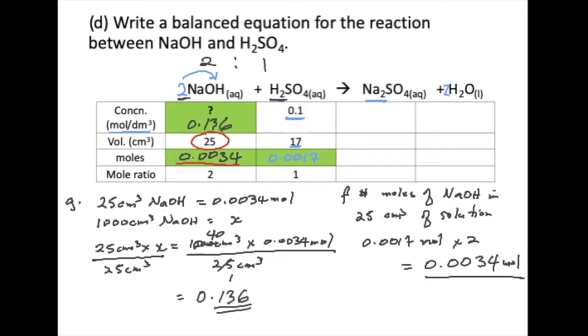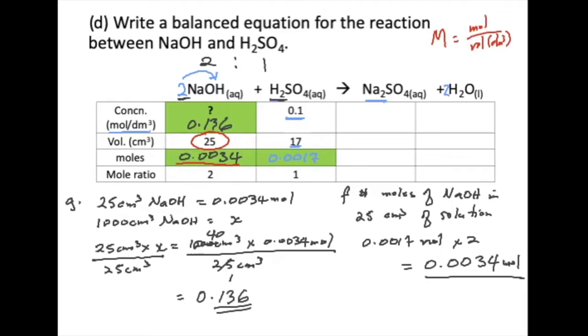And there are persons who would want to use the formula here. They could have just said 0.0034 moles divided by 0.025 dm cube. That's just taking the 25 right here and dividing it by 1000 to convert it to dm cube. We could say molar concentration, molarity, is equal to moles over volume, but the volume must be in dm cube. So essentially, the cross multiplication, the writing of the statements, is doing the same thing. And I prefer writing the statements.